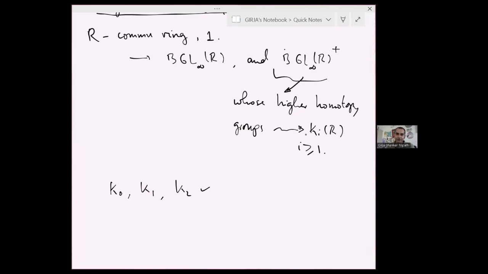When I describe this space, it's actually a CW complex, and it is path connected. By construction, the fundamental group of this CW complex would be K1 of the ring. And then K2, and one can go through why somebody should define this space in a way that you take its homotopy groups as higher algebraic K-groups of the ring. That is more to do with studying group cohomology of the groups GL_∞(R) and its finite versions. So this is the plan.